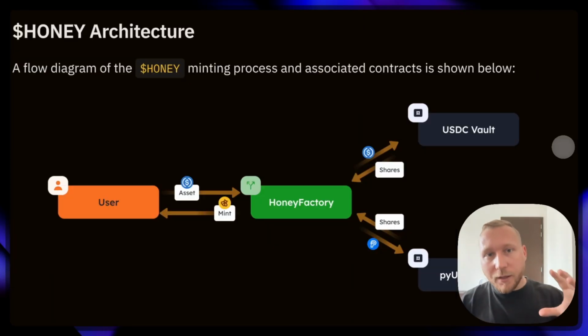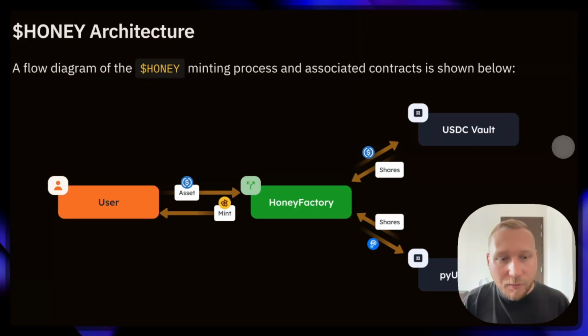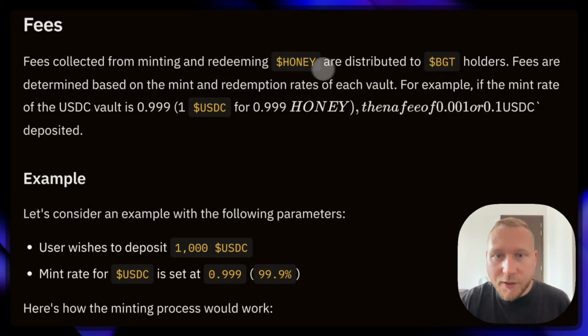Now we talked about Bera and BGT. Let's talk about Honey, which is their native stablecoin. Honey can be minted in the Honey Factory with a variety of other stable assets such as USDC, and the fees from the minting and redeeming of Honey are then also distributed to BGT holders.